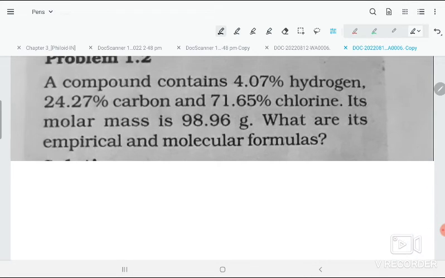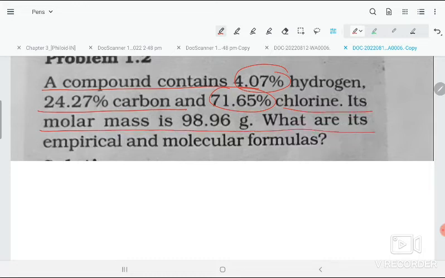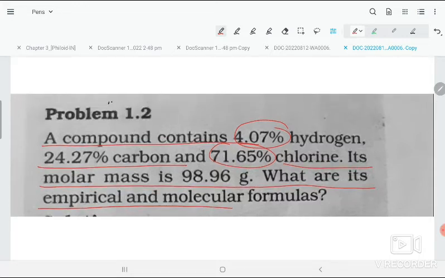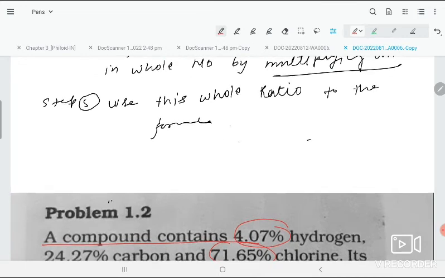Take this compound. A compound contains this much of hydrogen, this much of carbon, and this much of chlorine. Its molar mass is 98.96. What is its empirical formula? Okay, one formula I am saying: n is equal to molecular mass upon empirical mass, right?